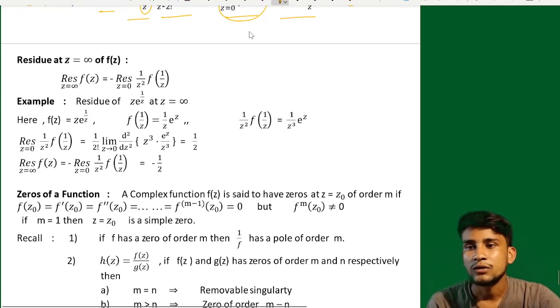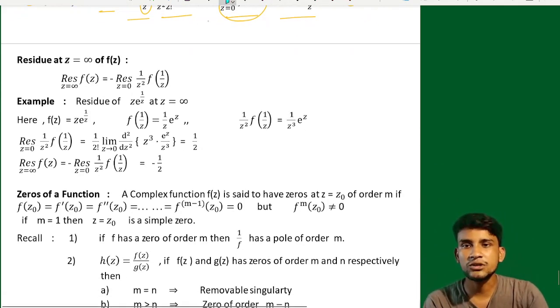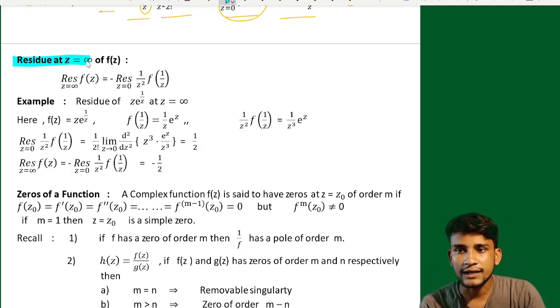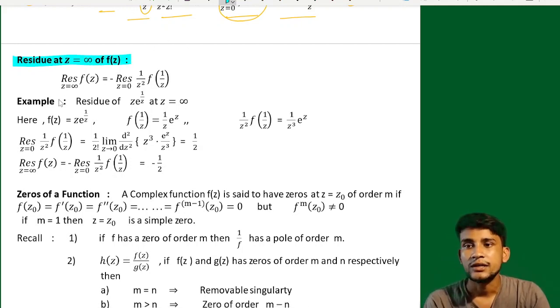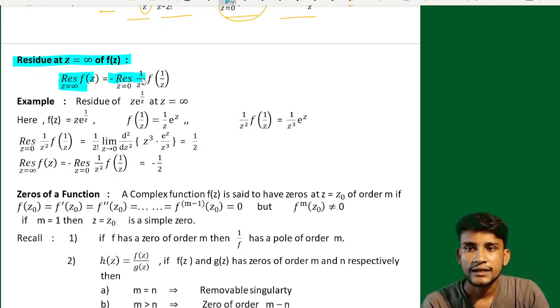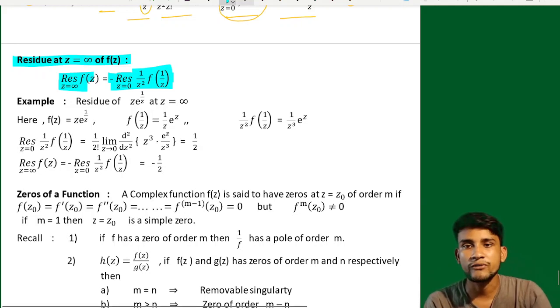Now, this is also an important form: the residue at z = infinity of the function f(z). The residue at z = infinity of the function f(z) is equal to minus the residue at z = 0 of 1/z^2 times f(1/z). This is an important formula.